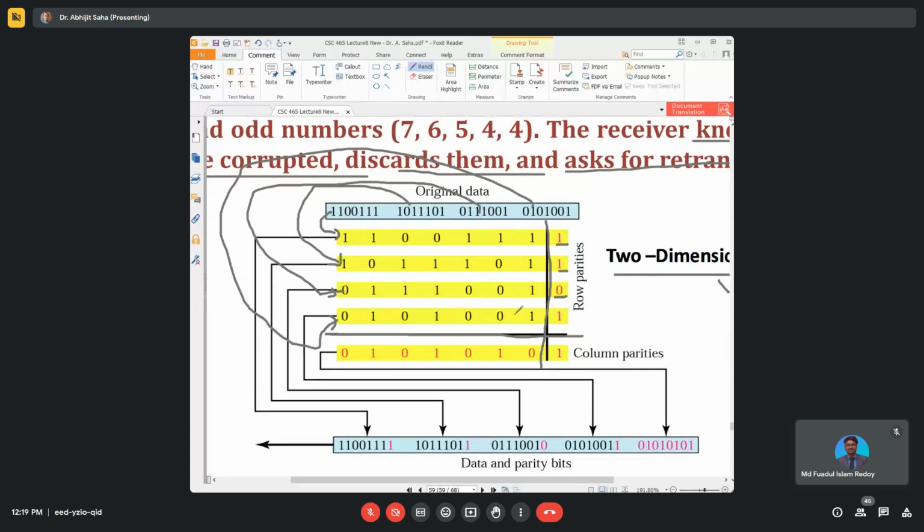0 1 0 1 0 0 1. That means here you have 3 ones, so you add 1 as a parity bit to make it even. So this is what you have done here.